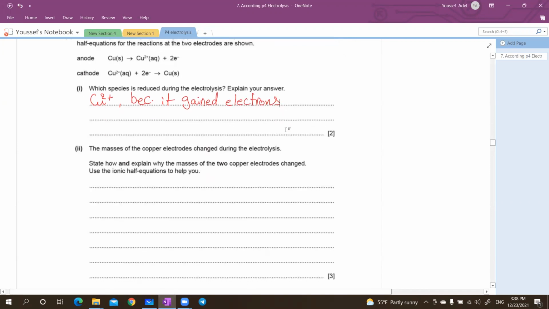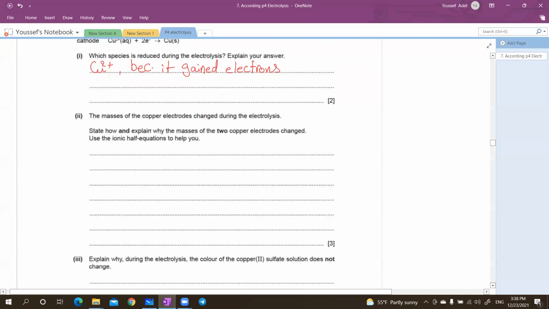The masses of the electrodes change. State how and explain why the masses of the two copper electrodes changed, and use the ionic half equations. The anode loses mass because the copper atoms lose electrons, changing to copper ions, so it dissolves.